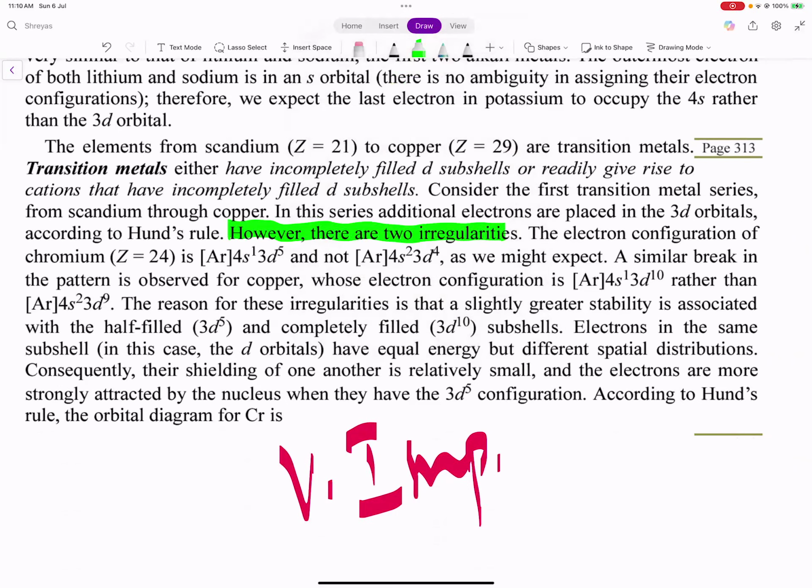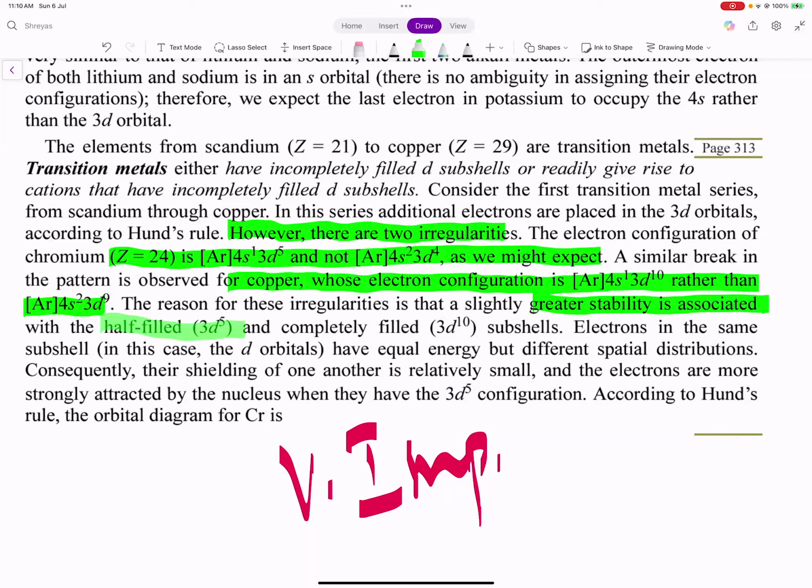First is chromium. Its electronic configuration is 4s1 3d5 and not 4s2 3d4 as we might expect. Similar break-off patterns occur for chromium and copper. Here we expect 3d10 4s1 instead of this. This is because there's greater stability with half-filled 3d5 and completely filled 3d10 subshells. That is why this switching occurs.